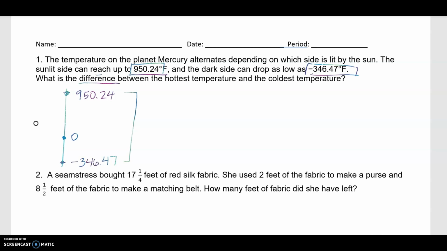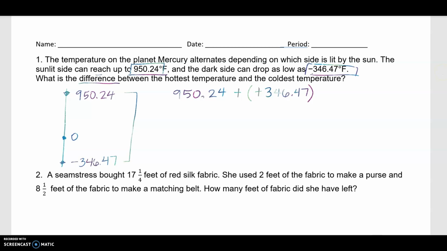So we have 950.24 and then it says difference. So we're subtracting negative 346.47. I'll help you get this one started. 950.24 minus negative 346.47. If you remember, we can't subtract with negatives, so make sure you add the opposite by drawing 2 lines. Again, you're adding and subtracting decimals, so make sure you line them up.